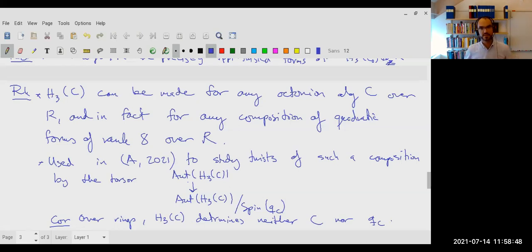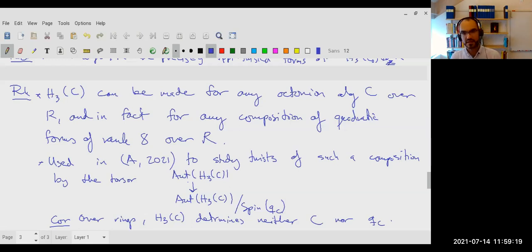So over fields, there is this result by Albert and Jacobson from '59 that an Albert algebra constructed from an Octonion algebra in such a way completely determines the Octonion algebra up to isomorphism. Because of Philippe Gille's result from 6, 7 years ago, this is too much to hope for, but maybe it at least determines the quadratic form of the Octonion algebra, but in fact, no. So this is what we know now.